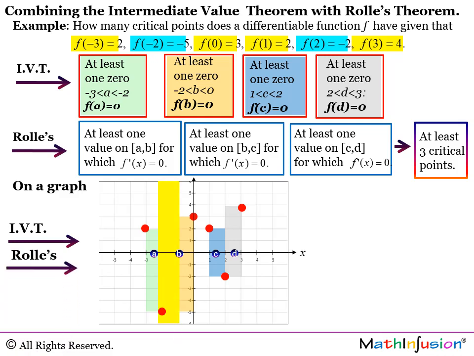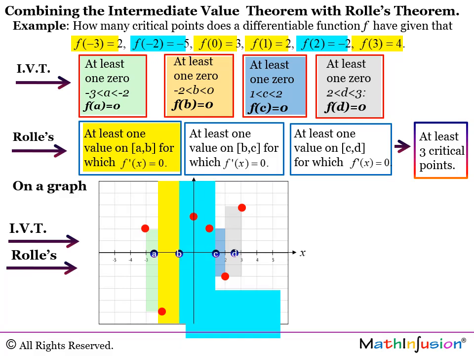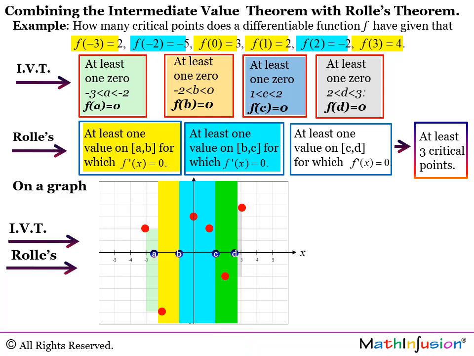Because there are two values which are the same, actually 0, there must be at least one critical number between a and b. But here's the same story, so there must be at least one critical number between b and c. And there must be another one between c and d. We can conclude that there are at least three critical points as before.